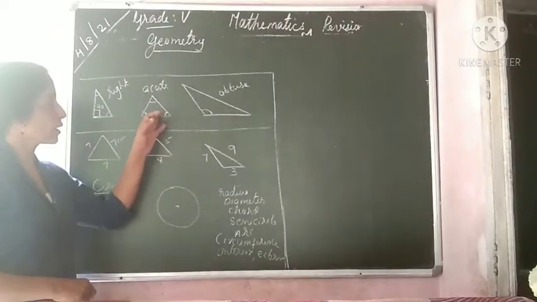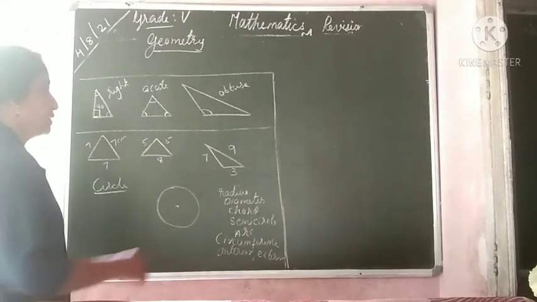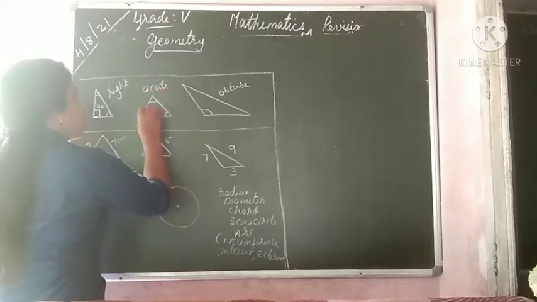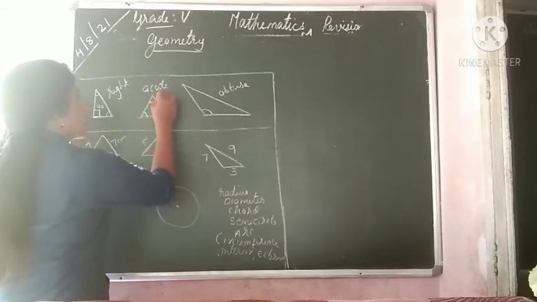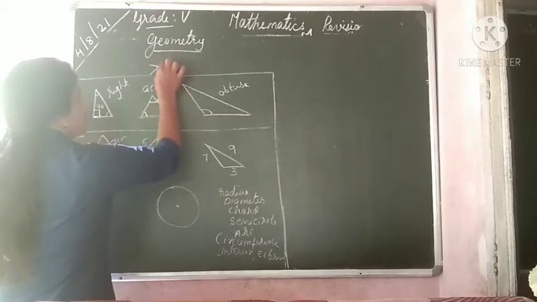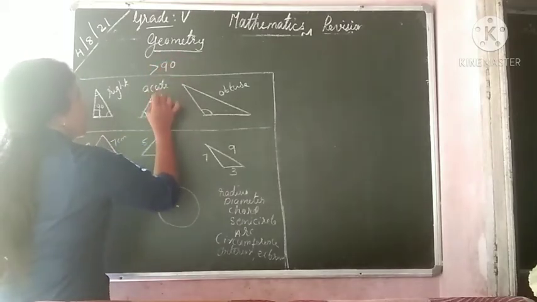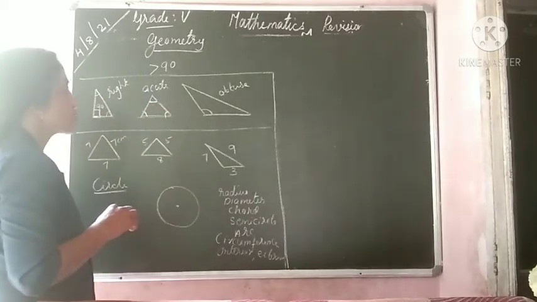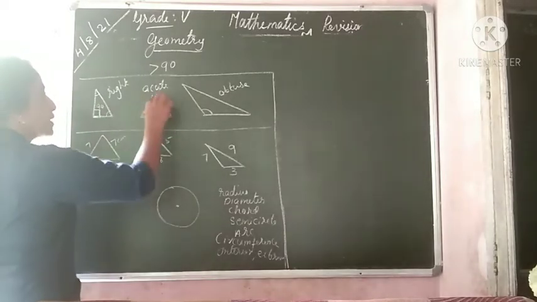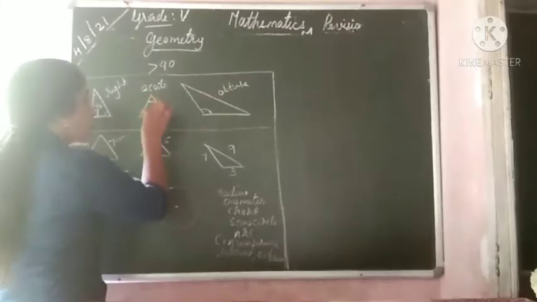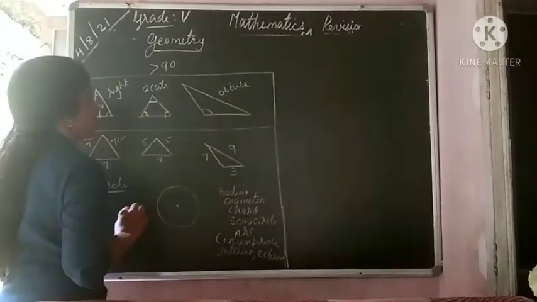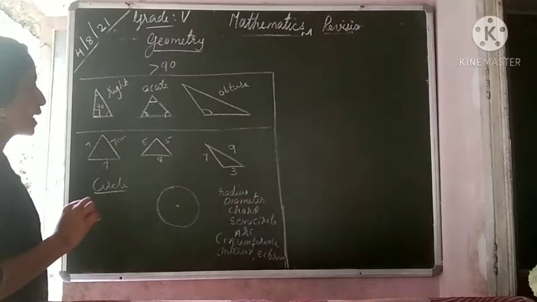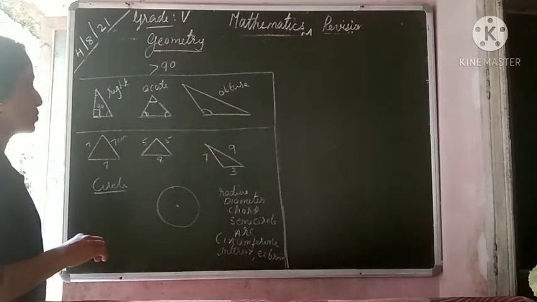Now, acute triangle. That means it has 3 sides and all these angles are less than 90. 40, 50, 70 are less than 90. That is called an acute angle. All 3 angles are there. All the 3 angles are less than 90. That type of triangle is called an acute angle triangle or acute triangle.